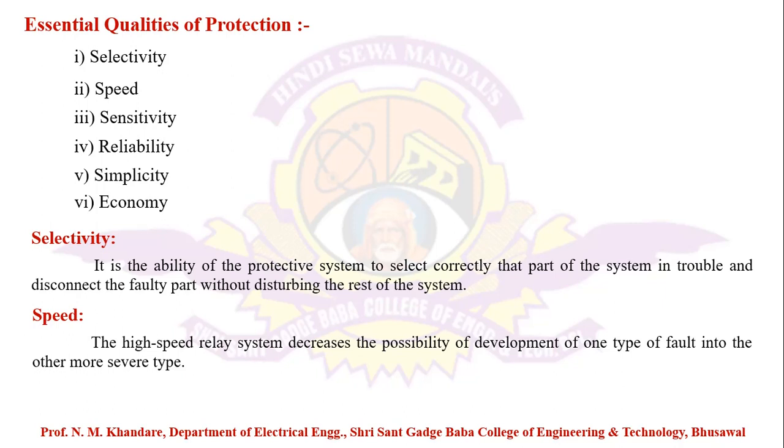As long as the high voltages are applied across the apparatus and the high currents flow through the circuit, they will damage the equipment as well as the circuit dangerously. That's why our protection system must have a high speed of operation. It must disconnect the faulty sections within a fraction of a second. So this is the second desirable essential quality for the protection system.